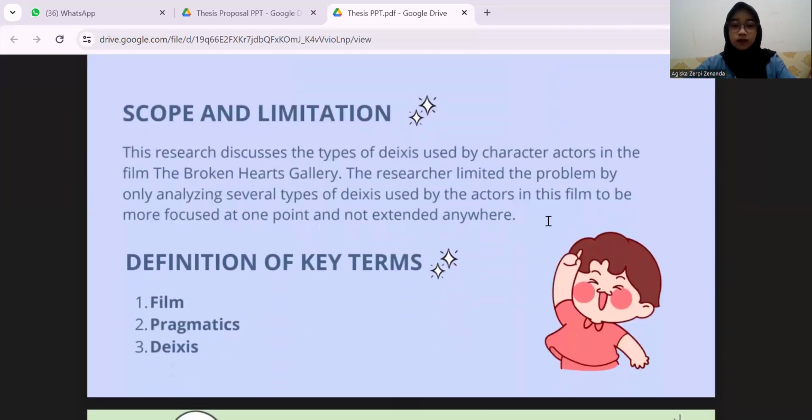And for the scope and limitation, this research discussed the types of deixis used by character actors in the film The Broken Hearts Gallery. The researcher limited the problem by only analyzing several types of deixis used by the actors in this film, to be more focused at one point and not extended anywhere. And for the definition of key terms, we have three. The first one is film, the second one is pragmatics, and the last one is deixis.